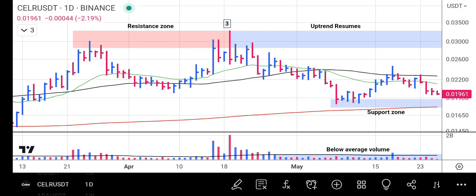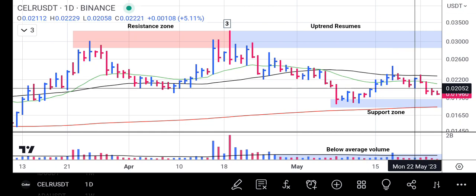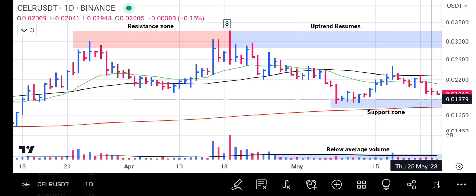On this chart, I will be doing analysis on Celer Network. Celer Network is hovering around the support zone, which it has bounced up from earlier, but it has a little resistance. That's a mini resistance from the 50-day average line. It couldn't follow through from there, and now it's coming back to retest its support zone the second time.